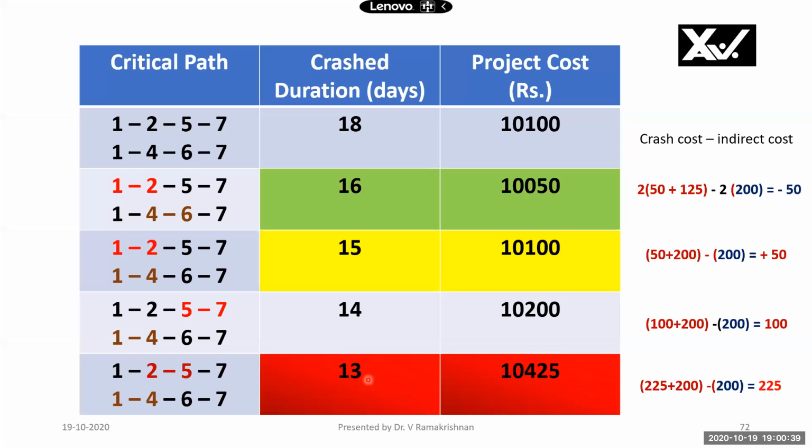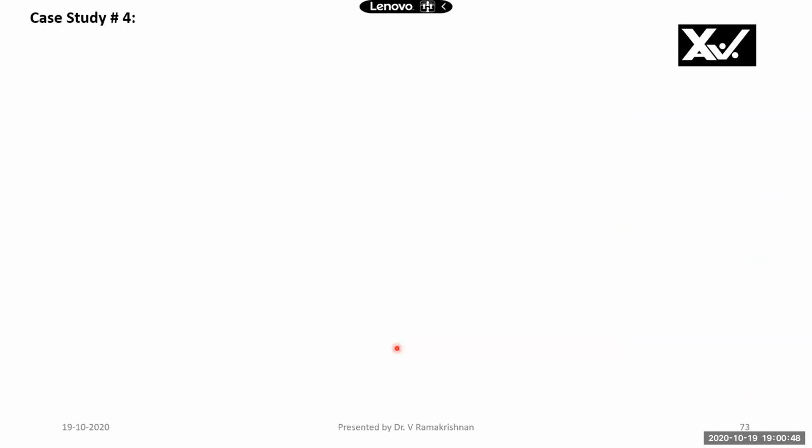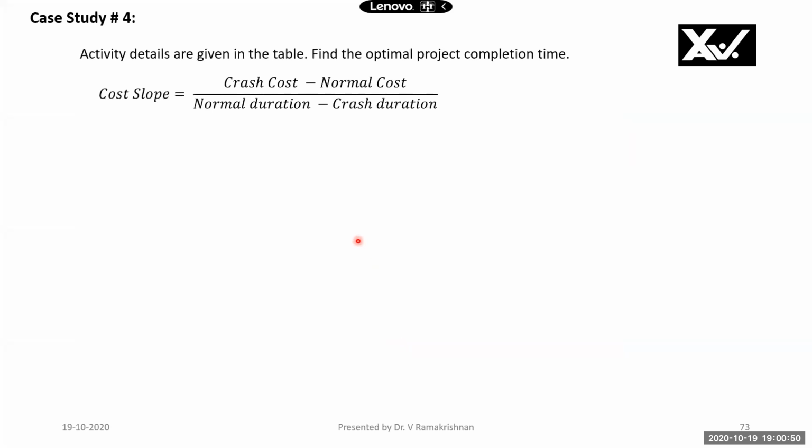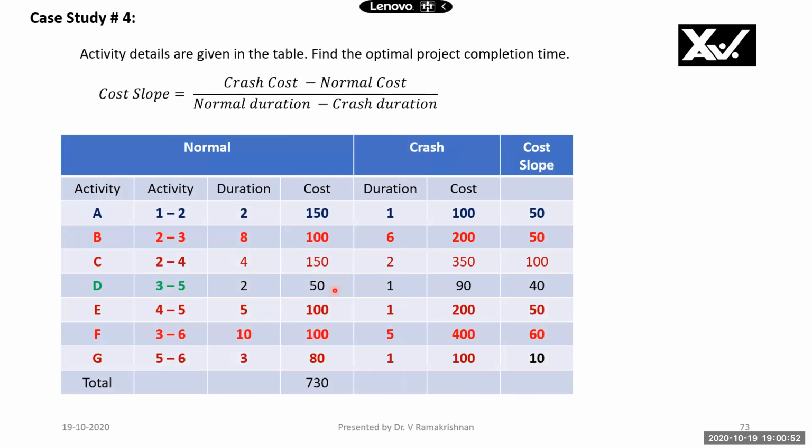Therefore, the management will have to take all these into consideration and make a decision whether we go ahead with the crashing or cost saving or any other decision, right? So crash till no loss, no gain is reached. That also is possible. We will take one more case study here.